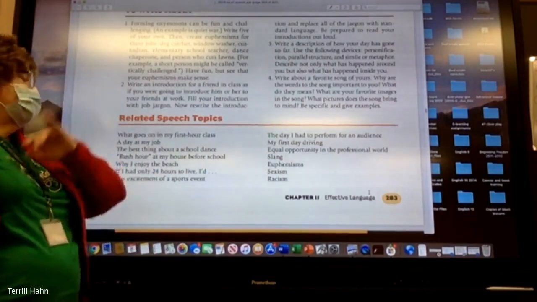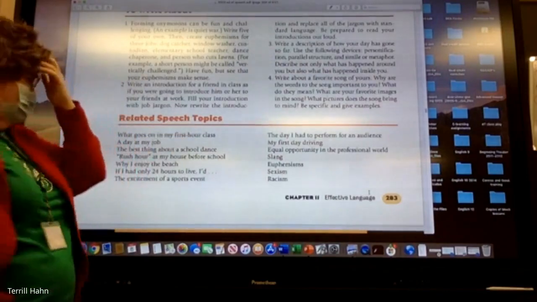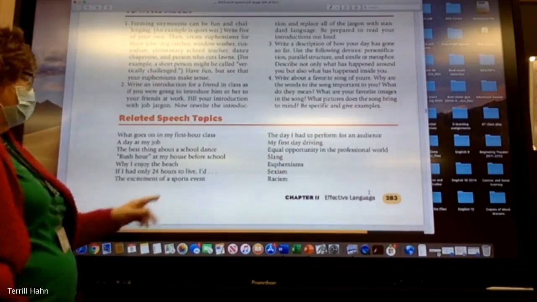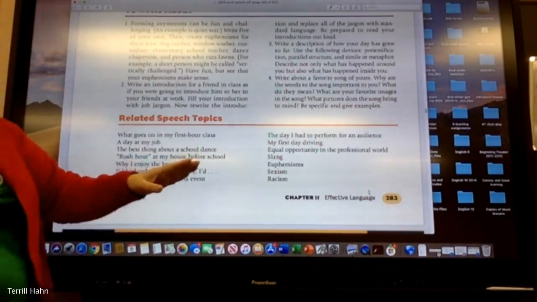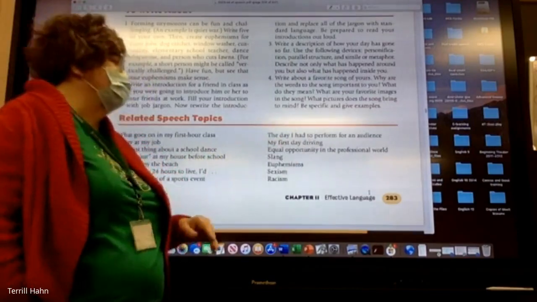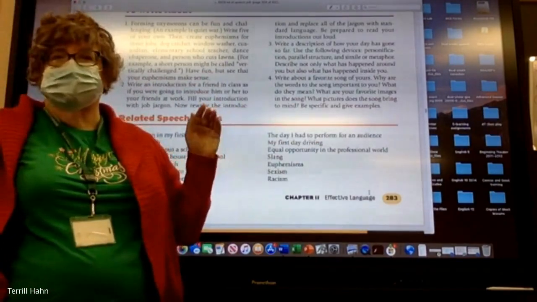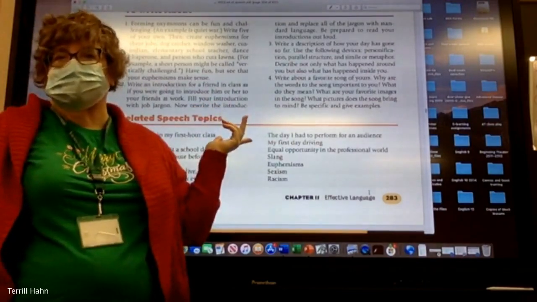Or why I enjoy the beach, or you could substitute why I enjoy the mountains or why I enjoy the streams, I don't know. If I only had 24 hours to live, the excitement of a sports event, the day I had to perform for an audience, my first day driving. How many of you have driven yet? Okay, Samantha, is that a good one? You could write about your first day driving?